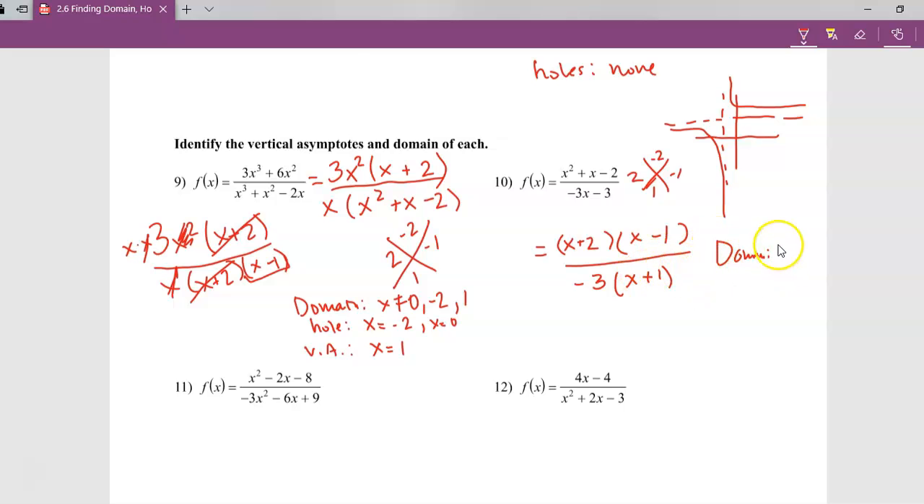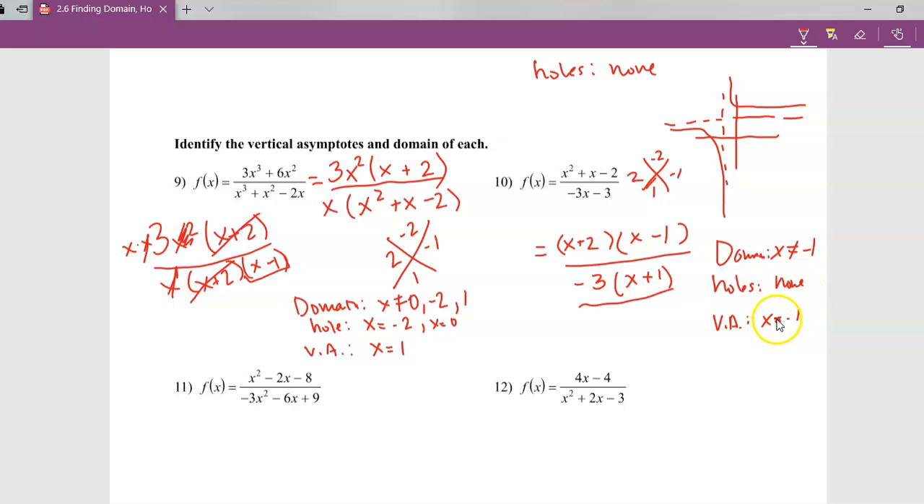So the domain here has to exclude negative 1 because that would make our denominator equal 0. So do the domain first, then look for holes. Here there are no holes because nothing cancels out. And again, this didn't specifically ask us to find holes, but we always want to check for things that cancel out before we find the vertical asymptotes. So anything that did not cancel out that's still on the denominator that would make the denominator equal 0, that's a vertical asymptote. So x equals negative 1 is our vertical asymptote.